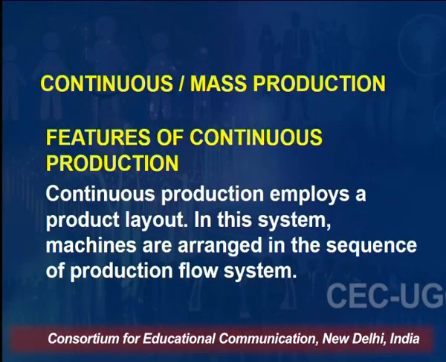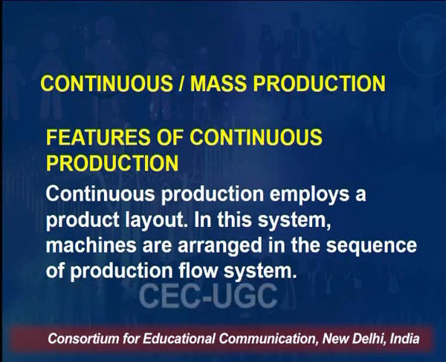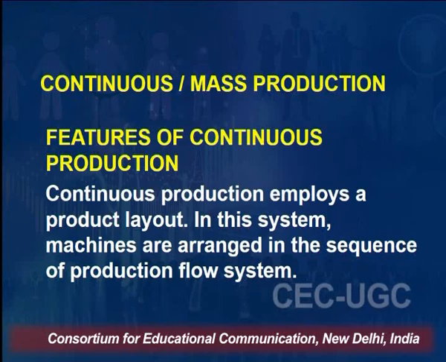So another feature of continuous production is that it employs a product layout. We have studied what a product layout is, because a product layout is designed for a particular product. In this system, machines are arranged in the sequence of the production flow, which we have studied earlier.